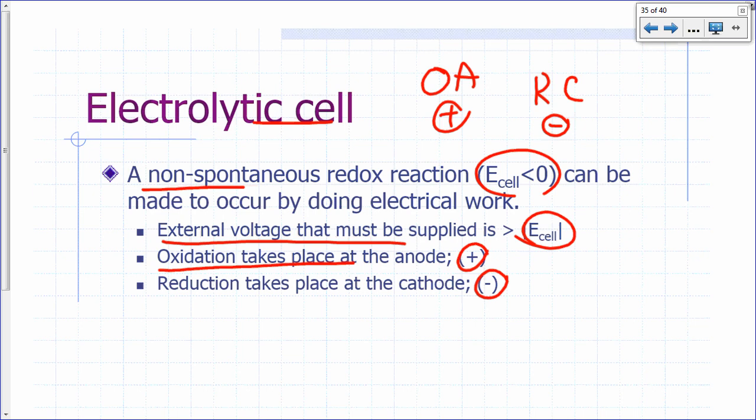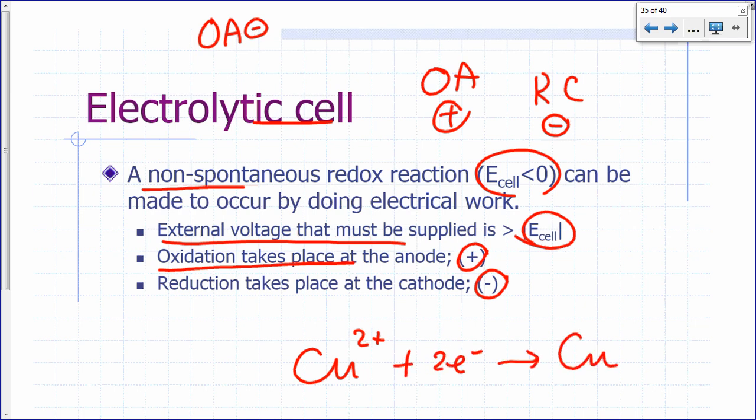Remember, in a galvanic cell, oxidation takes place at the anode and the anode is negative, right? That's where the electrons come out of. Well, let's try to understand why the plus and minus is switched here. Let's say you wanted copper ions to deposit at a piece of copper metal, okay? And let's say that process doesn't happen, so we want to force it by passing electricity through it. So let's say copper picks up 2 electrons to give you copper. Is that oxidation or reduction? Reduction, right?